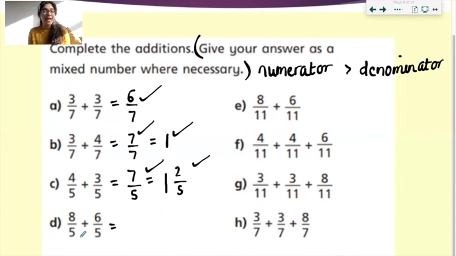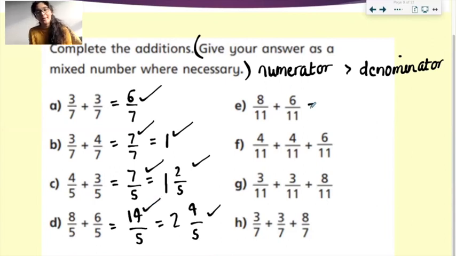Question D, 8/5 plus 6/5 is equal to 14/5. As a mixed number fraction, that would be 2 and 4/5. Question number E, 8/11 plus 6/11 is the same as, or it equals 14/11. As a mixed number fraction, that would be 1 and 3/11.